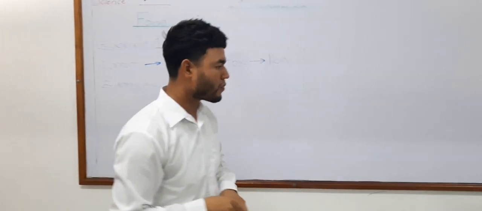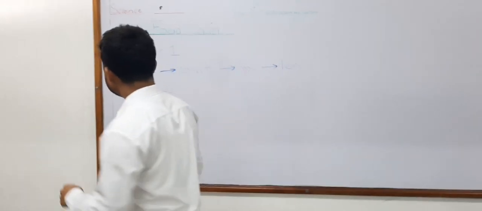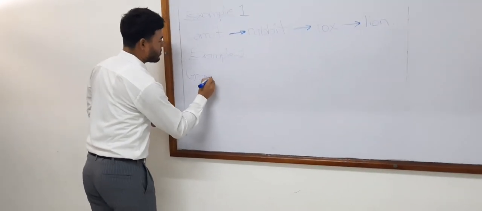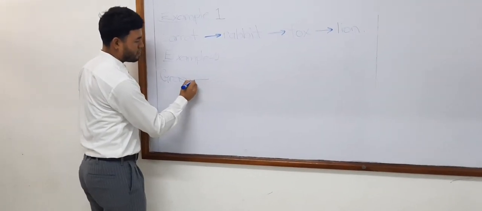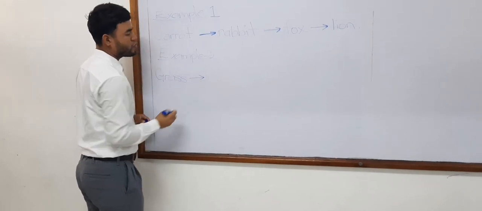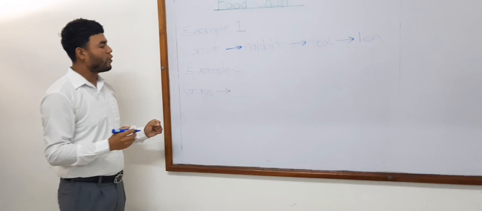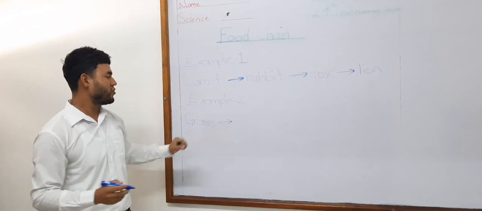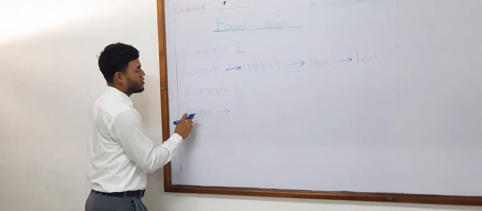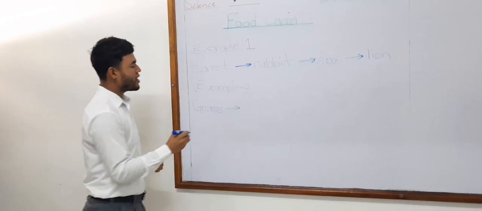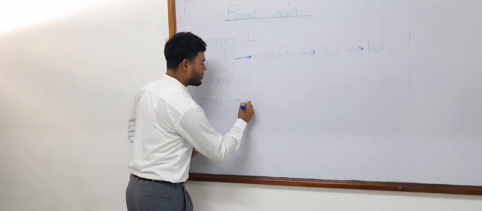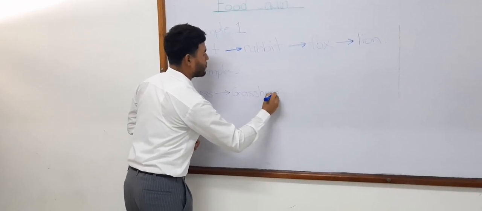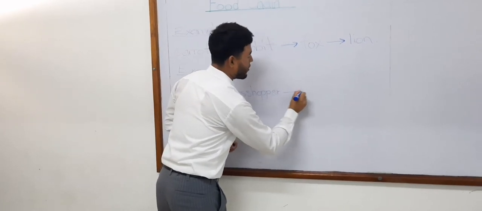Example 2. So let's begin this one with grass. Now whenever you're making a food chain, you always should put up the arrow, right? Because the arrow represents the flow of energy. There always should be an arrow here. So we have grass. What can eat a grass? A grasshopper. Good. So a grasshopper will eat the grass.